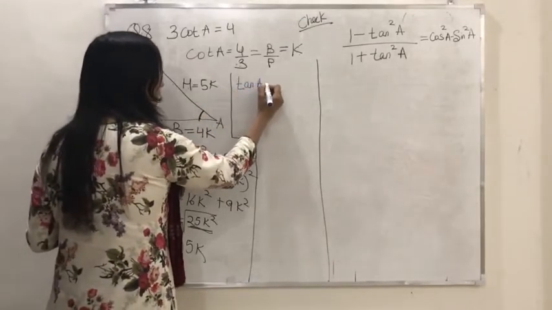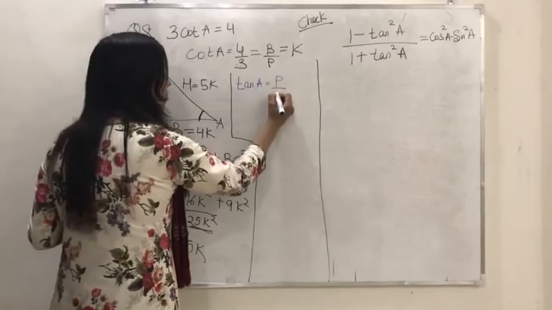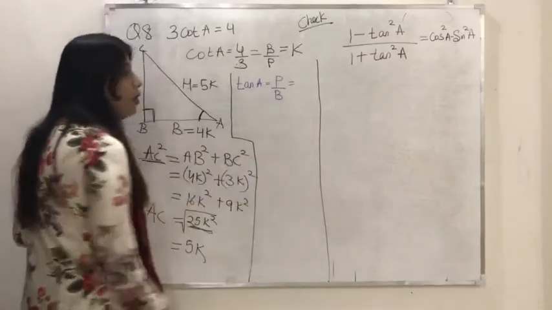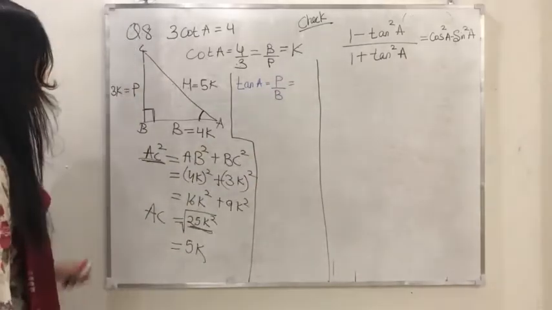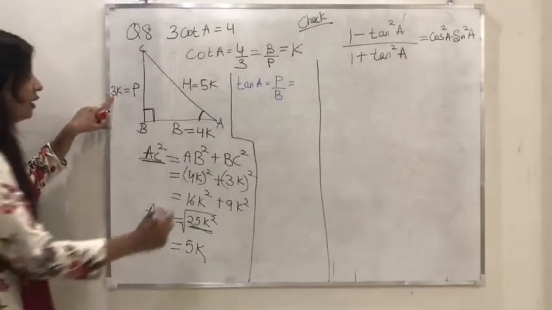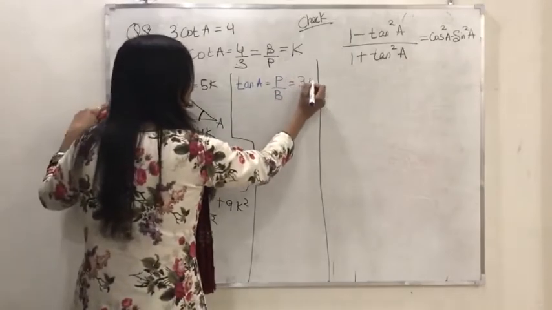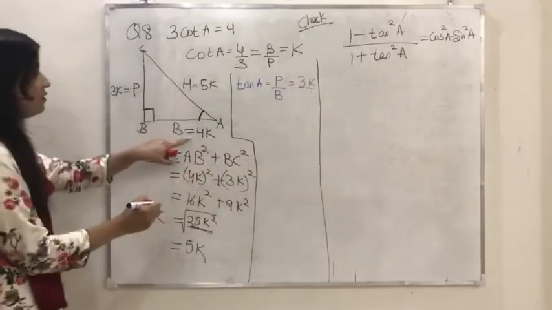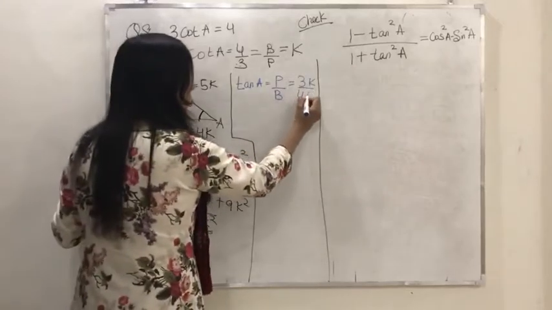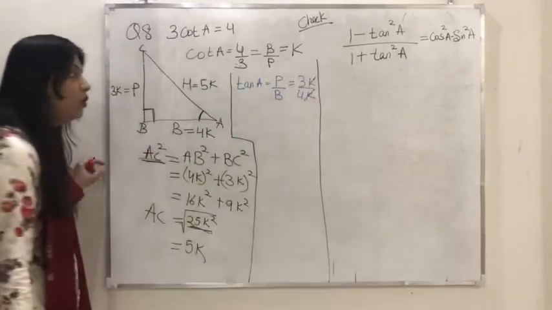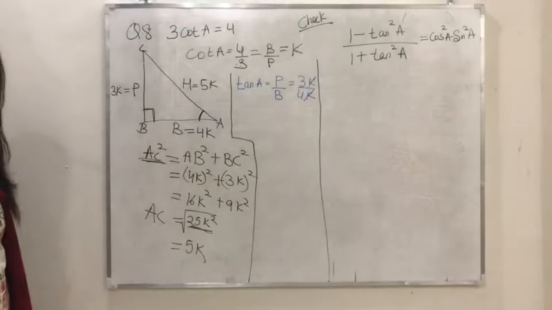Tan A is perpendicular upon base. The formula is perpendicular upon base. So perpendicular is 3k and base is 4k. K and K will cancel out. So my tan A is 3 by 4.